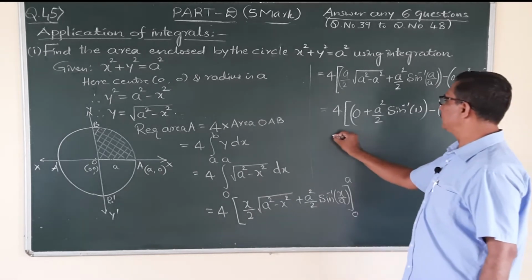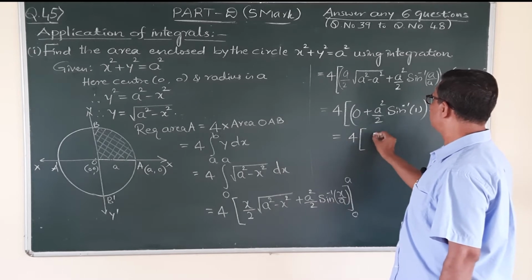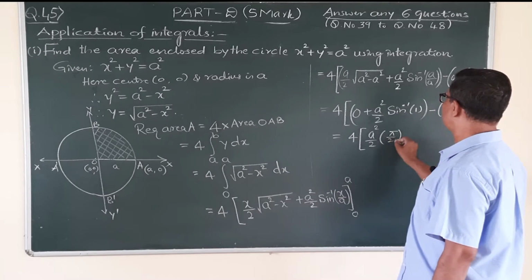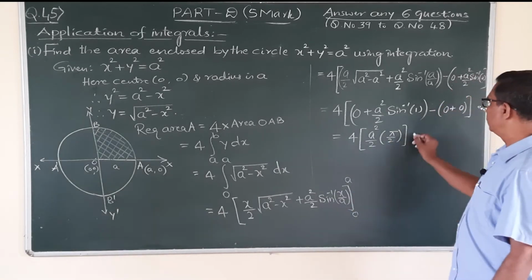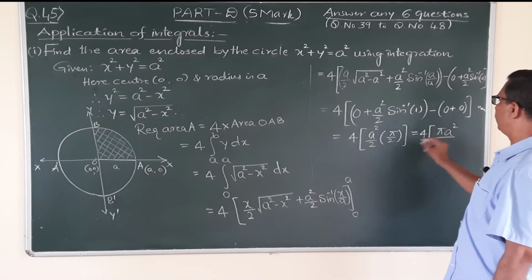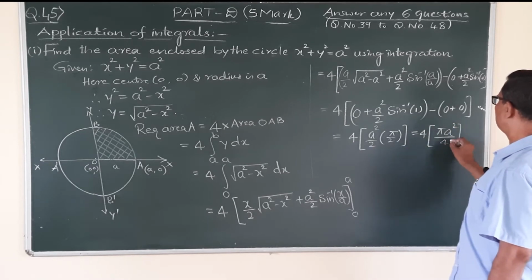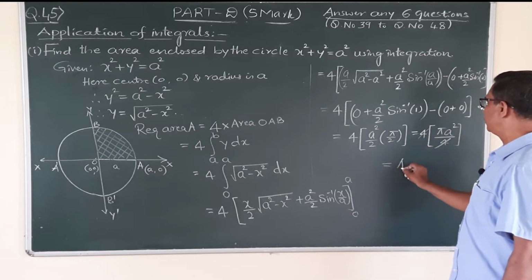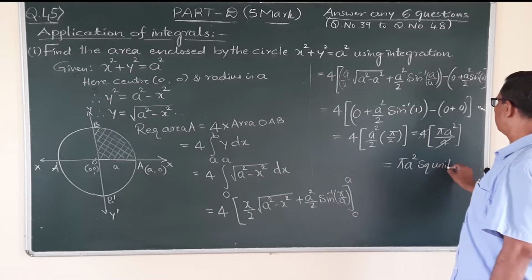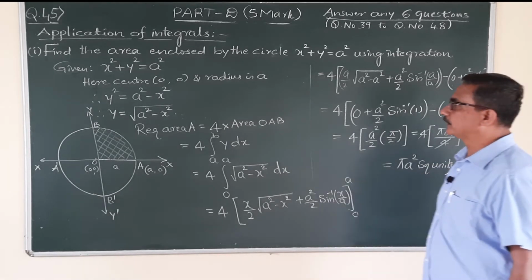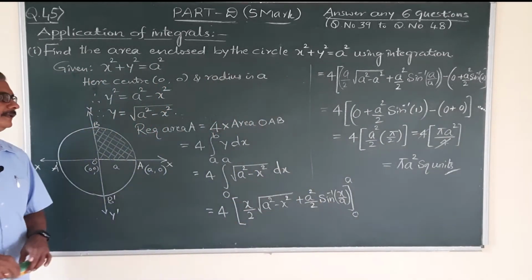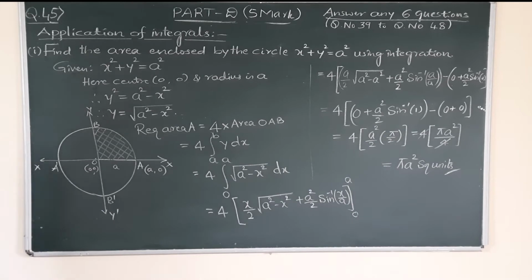Right? That is equal to 4 times a square by 2 sin inverse of 1. Sin of which angle is 1? 90 degrees. That is 4 times pi a square divided by 2 into 2, 4. That 4 cancels. That is pi a square, measurement of units, square units. So area of circle by using integration is pi a square square units.